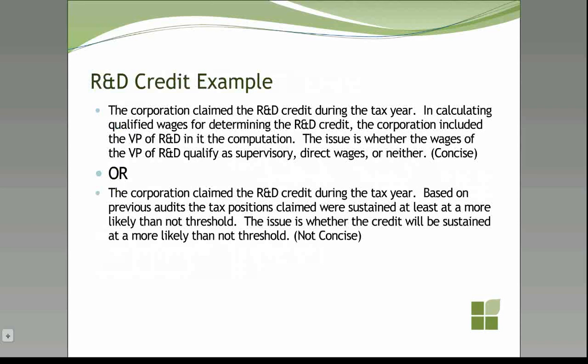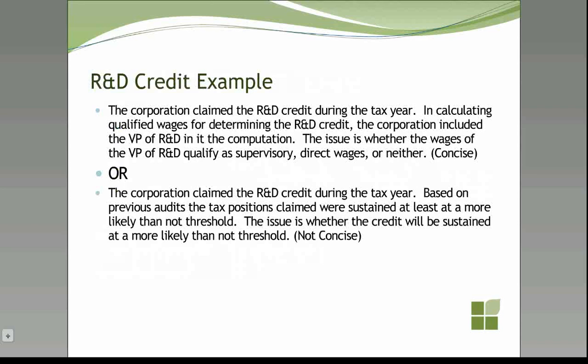Not concise would be: the corporation claimed the R&D credit during the year. Based on previous audits, the tax position's claim was sustained at least at a more likely than not threshold. The issue is whether the credit will be sustained at a more likely than not threshold. I don't believe that is concise because that's not really describing a tax position. If you go back to your FIN 48, your tax position is what is the issue? Supervisory wages, saleable prototypes, gross receipts issues, documentation by project. That actually would be an issue.